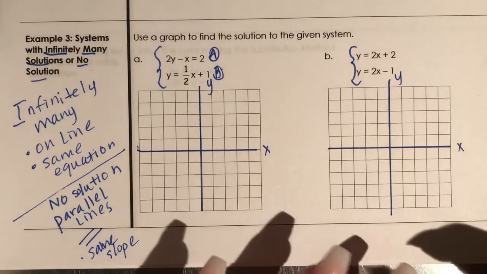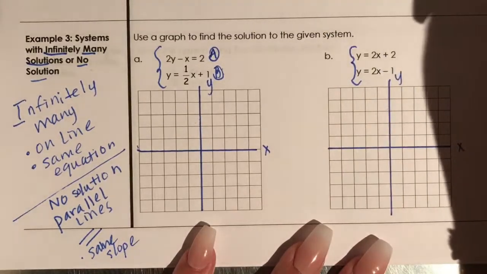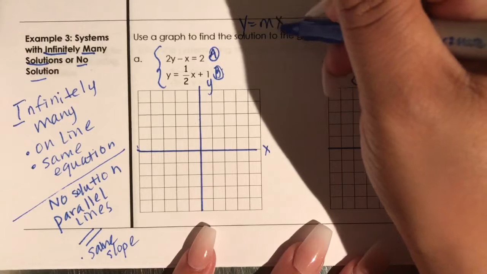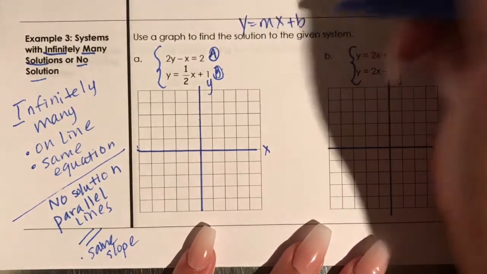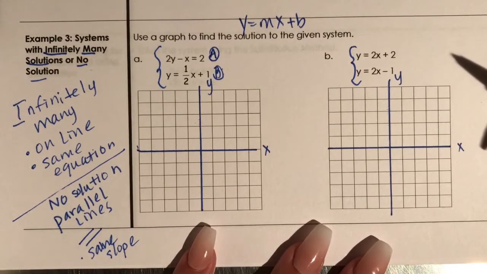Back to equation A, 2y minus x equals 2. So if I have that, I'm going to slope-intercept form. Slope-intercept form is y equals mx plus b. M is the slope, b is the y-intercept, where it crosses the y-axis.